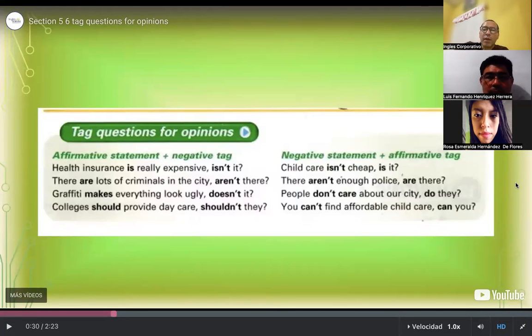That is correct, Luis. Like in the examples that you are looking at on the screen, it is exactly like the explanation. If the sentence is positive, the tag is negative. The same, if the sentence is negative, the tag is positive. Now, the question is, how do you know what tag to use? How do you know what is the correct tag?